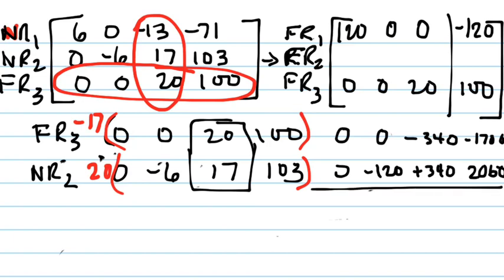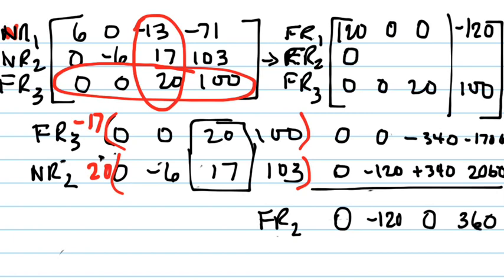Now all we have to do is add those together to get our final row 2. 0 and 0 make 0. We get -120. Get another 0. And 2060 minus 1700 is 360. So that gives us 0, -120, 0, and 360. All right. And that is our final matrix.